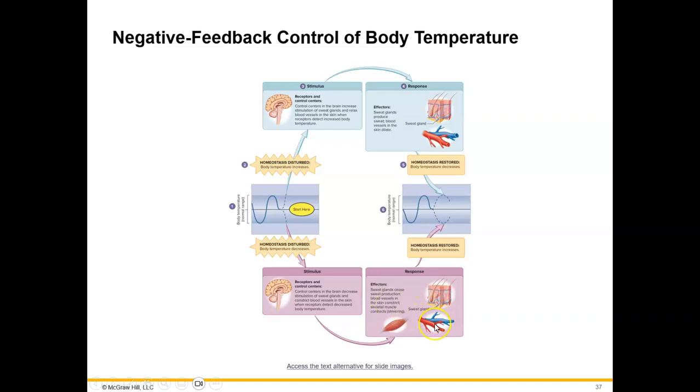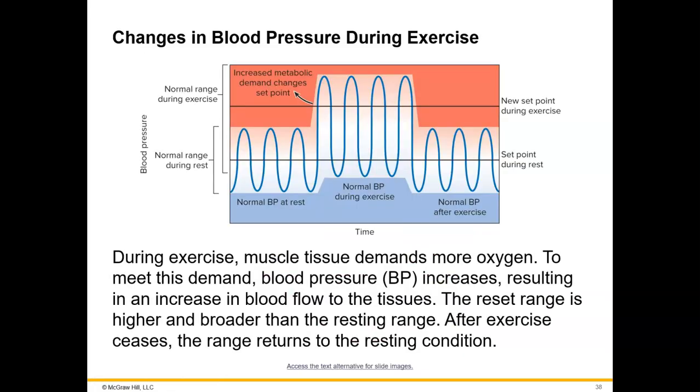Blood vessels will constrict to hold in the heat. Sweat glands will not produce as much sweat, and all of these things are the responses by the effectors. The effectors would be your muscles, your blood vessels, and your sweat glands in your skin. And the response would be for the temperature to rise because it dropped. So the temperature is going to rise back to its normal healthy value.